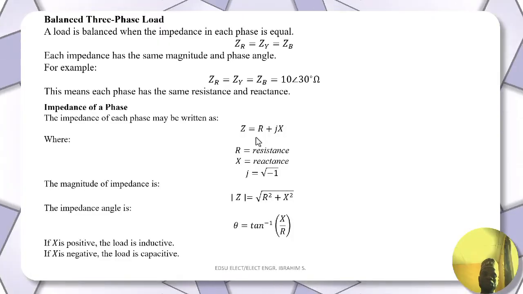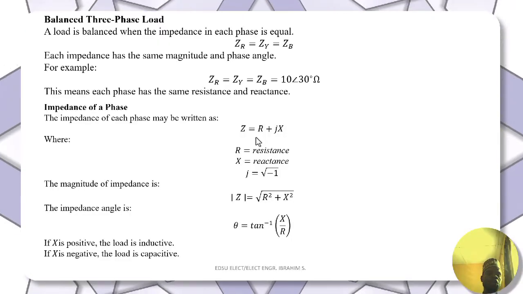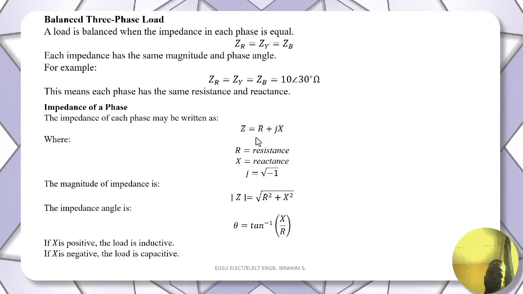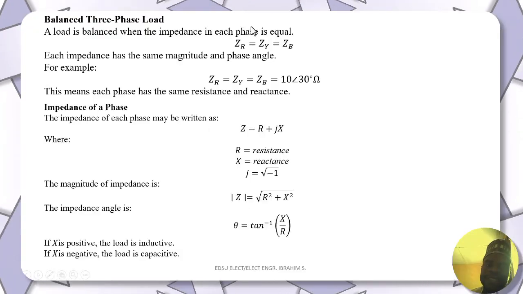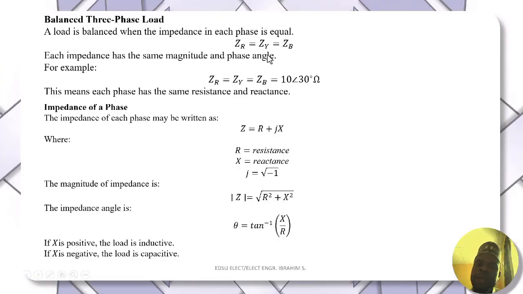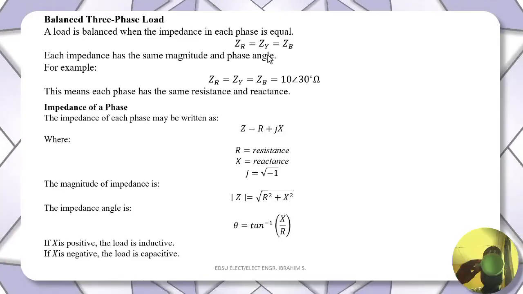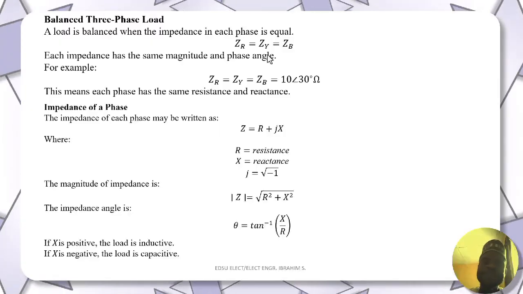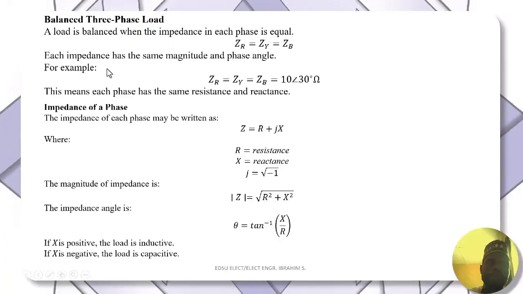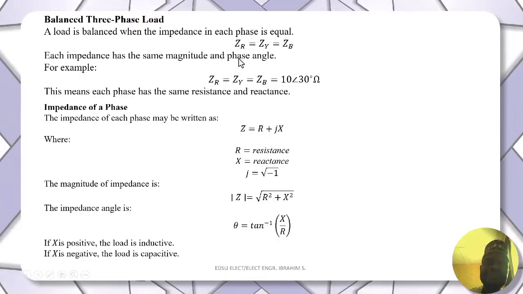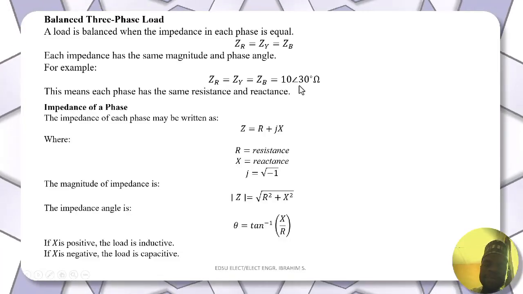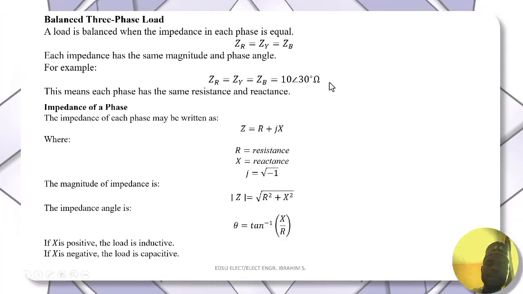Now the balanced three phase load. A load is said to be balanced when the impedance in each phase is equal. If my impedance at the red phase is the same as the impedance at the yellow phase, and also the same as the impedance of the blue phase, then we see the three impedances are equal. Each impedance has the same magnitude and phase angle. For example, we have ZR, ZY, ZB to be 10 angle 30 degrees ohms.